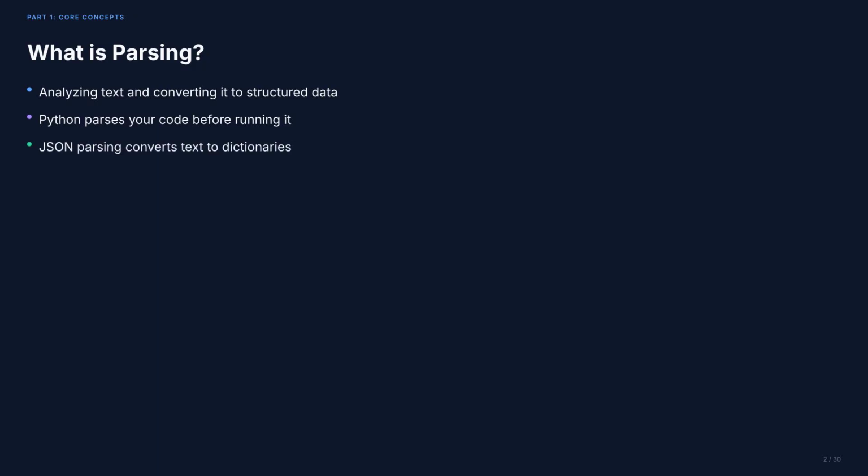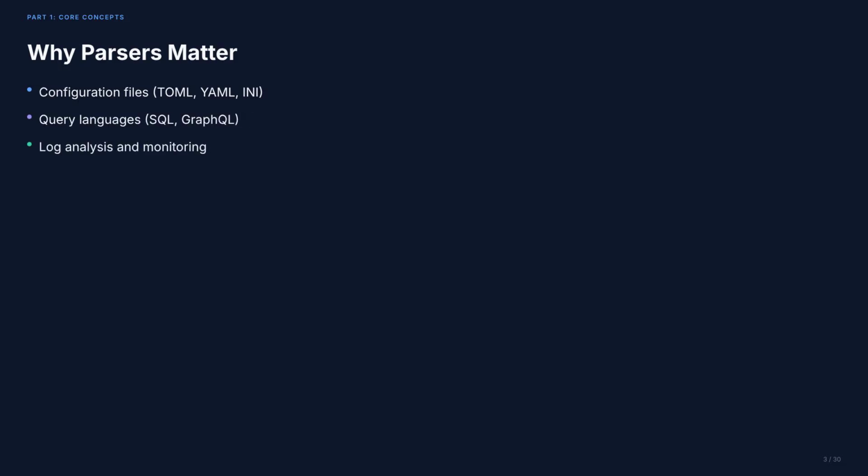Parsing is the process of analyzing a string of text and converting it into a structured representation. Every time Python runs your code, it parses it first. Every time you read a JSON file, a parser converts that text into a dictionary. As developers, we encounter parsing everywhere. Configuration files, query languages, log analysis, data transformation, and domain-specific languages all require parsing. Understanding parsers unlocks the ability to build powerful tools.